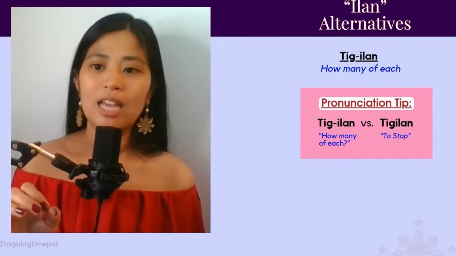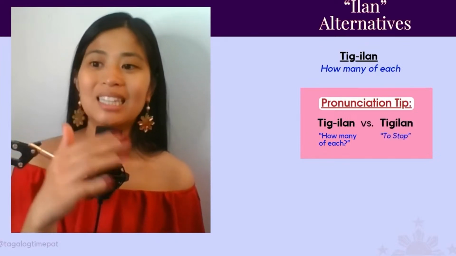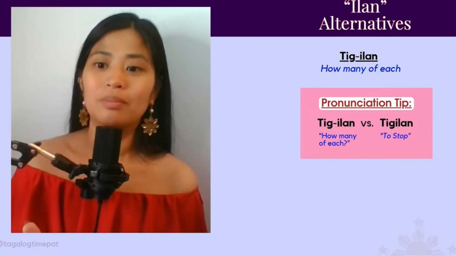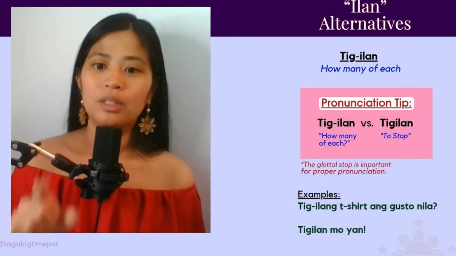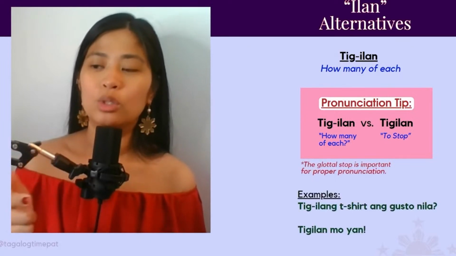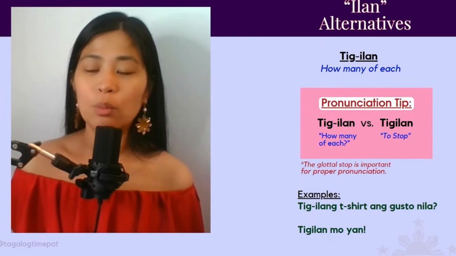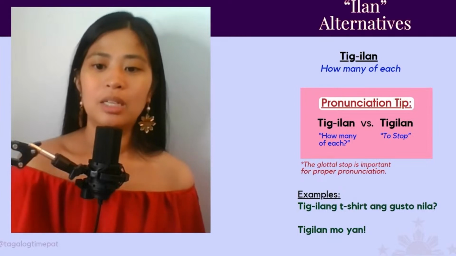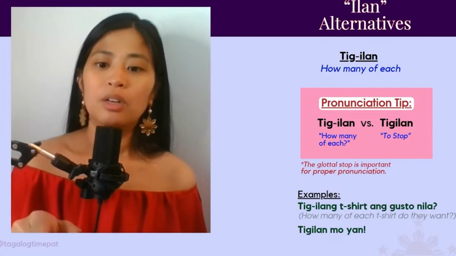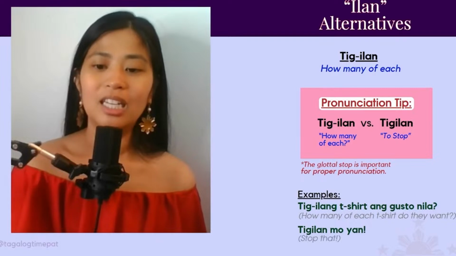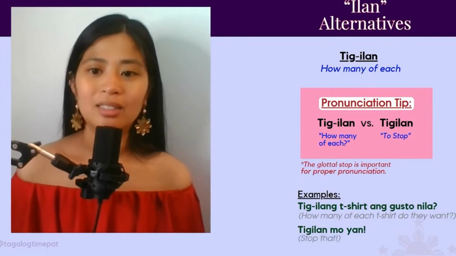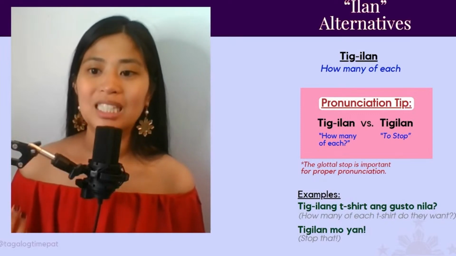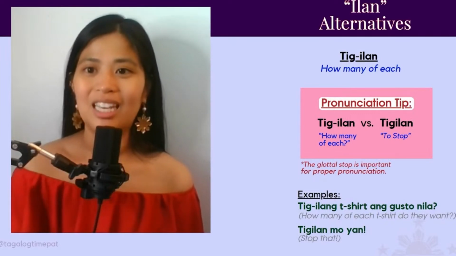When there's no hyphen, tigilan, it's just one word, tigilan. That means to stop. For example, tig-ilan t-shirt ang gusto nila. How many of each t-shirt do they want? Tig-ilang t-shirt ang gusto nila. That means how many of each t-shirt do they want? But if you say, tigilan mo yan, that means stop that. Okay, so again, that glottal stop is important for proper pronunciation because they mean different things otherwise.